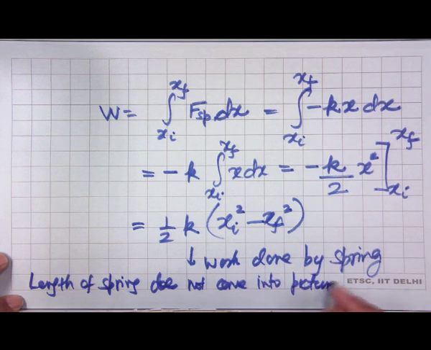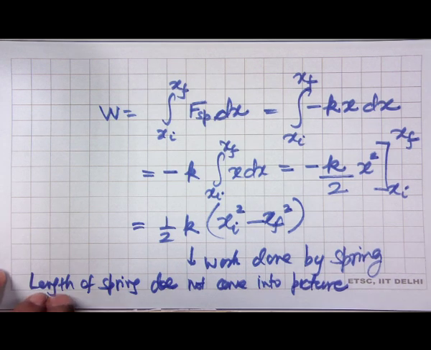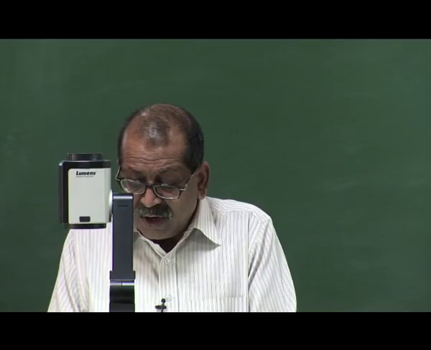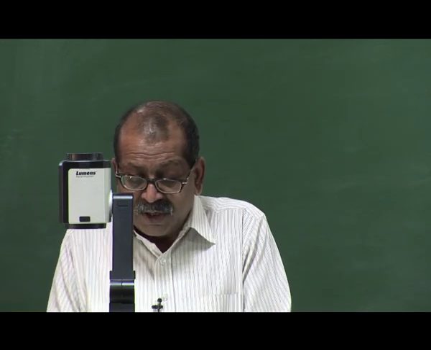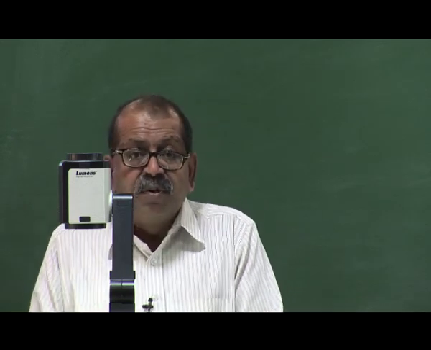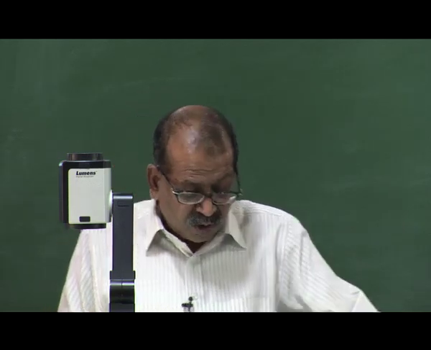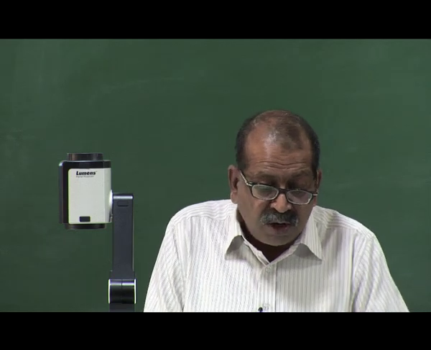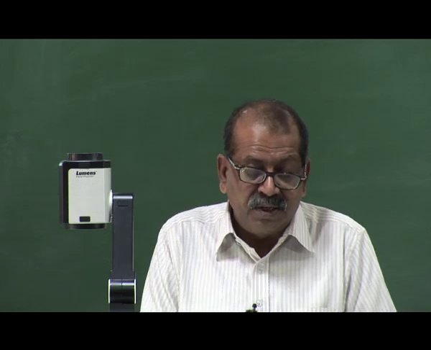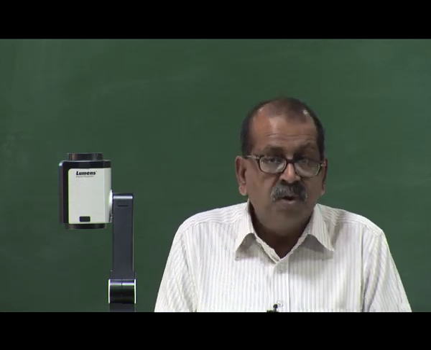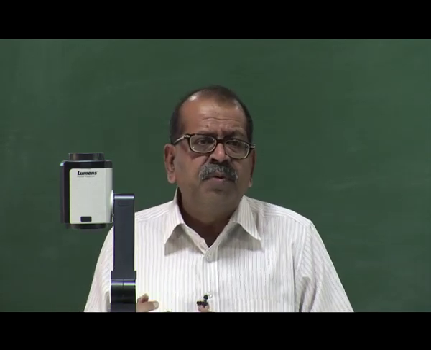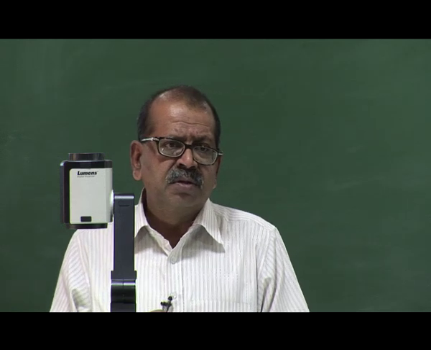It does not come into the picture in an explicit way, it comes in an implicit way, because k is a function of the length of the spring. But otherwise xi and xf have to do with the compression or extension of the spring with respect to its neutral position. So, whether the spring is 1 meter long or 2 meters long, as far as the formula for the work done goes, there will be no distinction. So, we have now seen this concept of work done by a force.